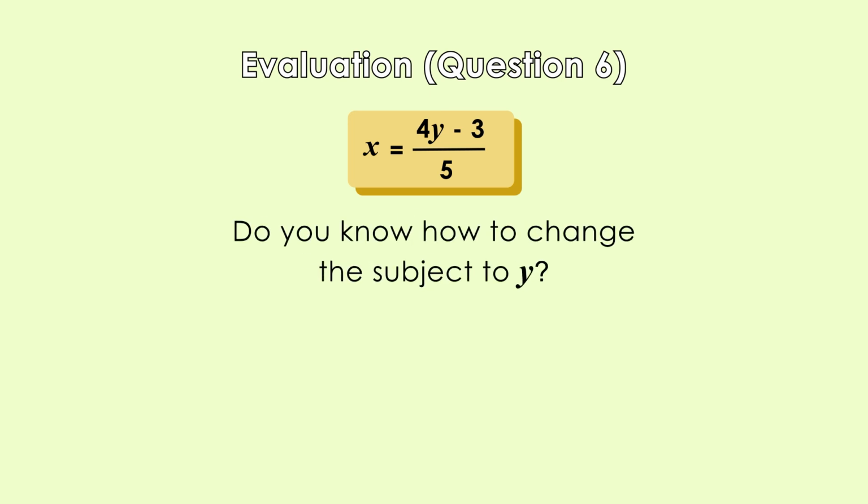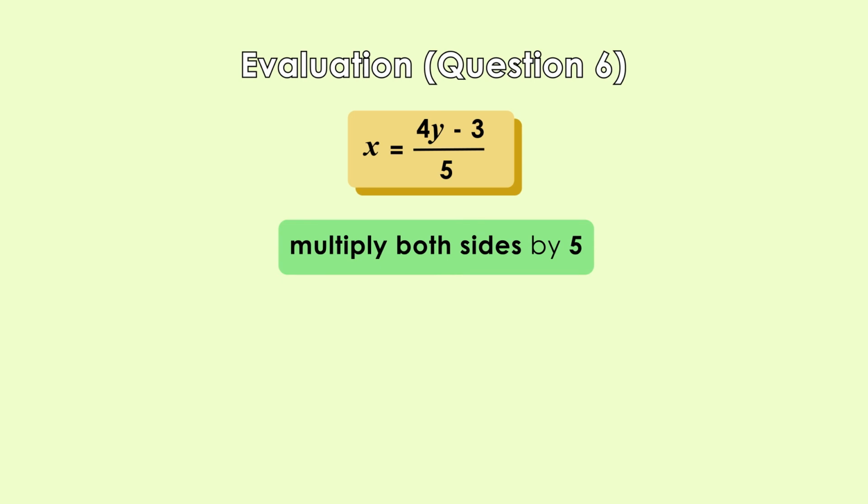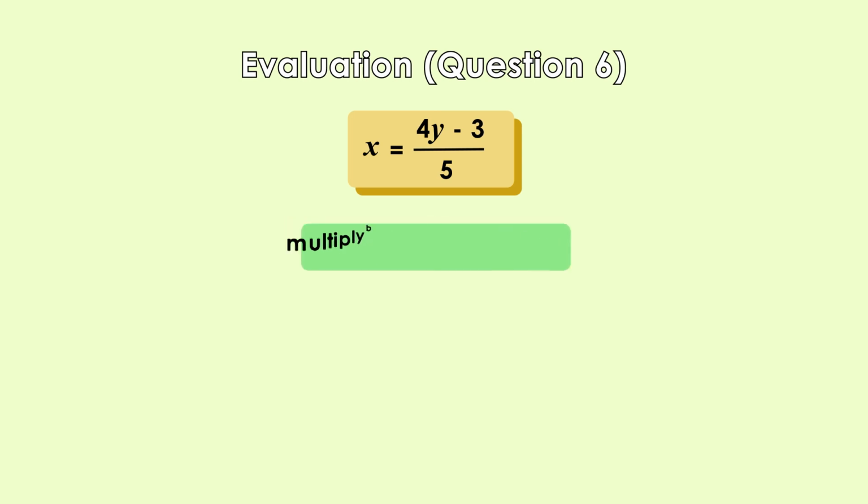Question 6. Given x equals 4y minus 3 over 5. Express y in terms of x. Boys and girls, do you know how to change the subject to y? Yes, you are correct. Multiply both sides of the equation by 5. 5 times x equals 4y minus 3 over 5 times 5. To get 5x equals 4y minus 3.